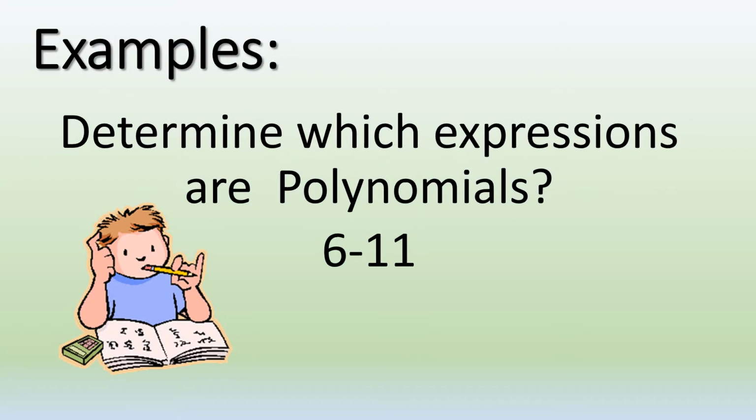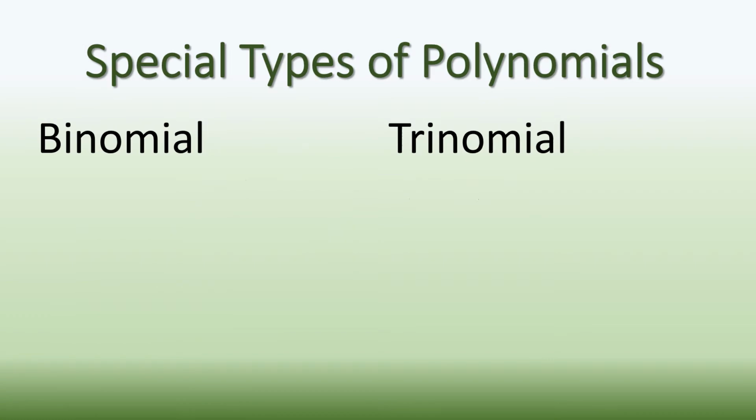Examples. Determine which expressions are polynomials, 6 through 11. You should now be done with questions 1 through 11. Now we're about at the bottom of the page, aren't we? And there's another box. And it talks about special types of polynomials.